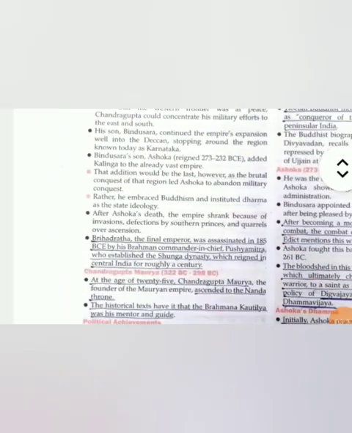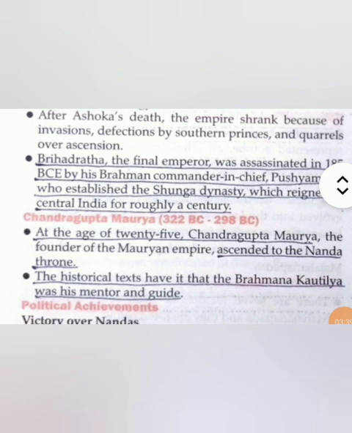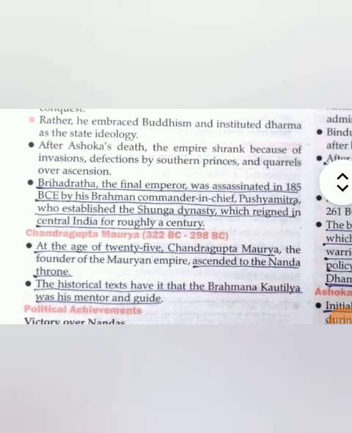So now let's see this. Brihadratha, the final emperor, was assassinated in 185 BCE by his Brahmin commander-in-chief Pushyamitra, who established the Shunga dynasty, which reigned in central India for roughly a century.